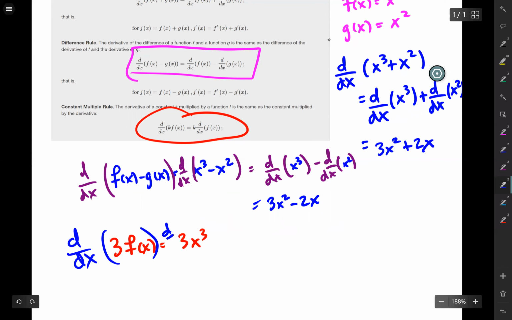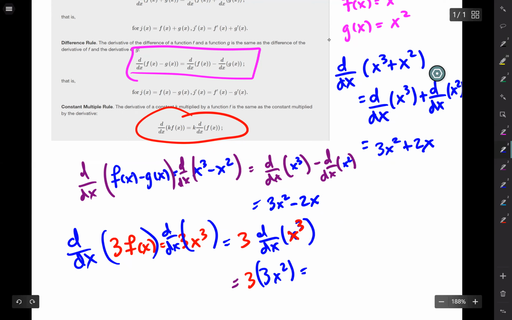of that, it says it's the same thing as doing 3 times the derivative of x cubed. And usually I write that in a different color. Okay, so that will give us what? That will give us this 3. And then when I take the derivative of x cubed, I get another 3x squared. So it ends up being 9x squared.